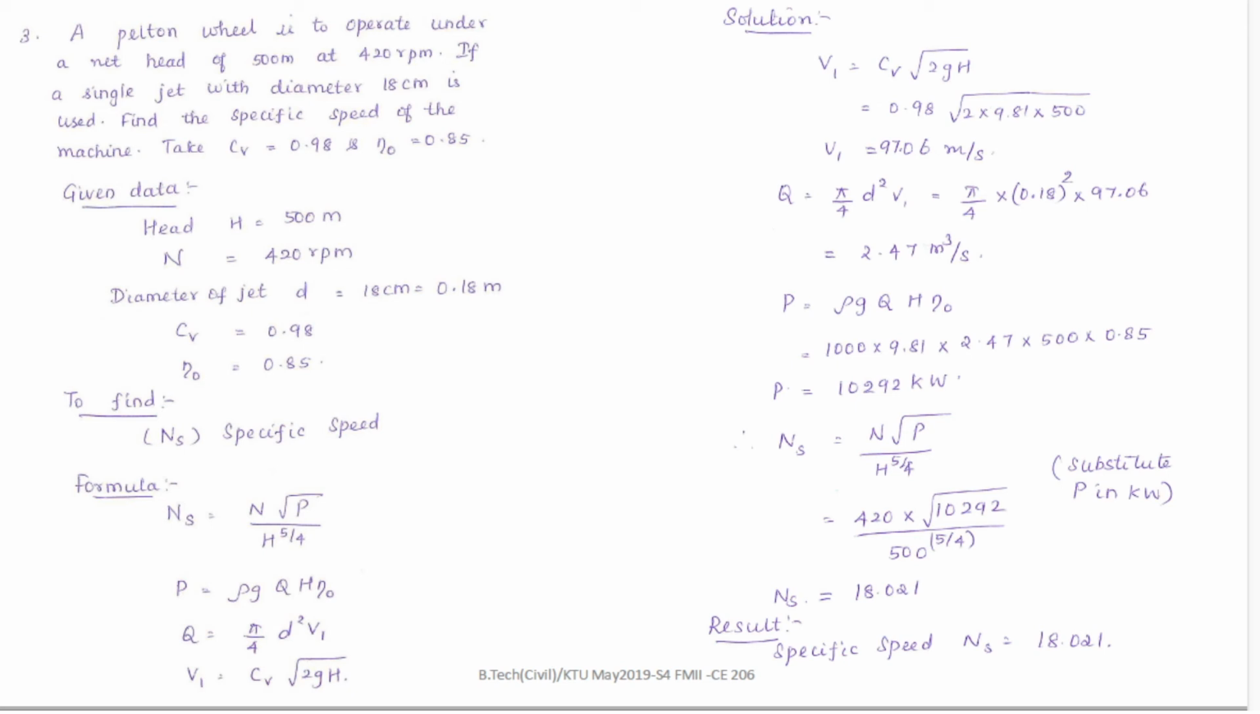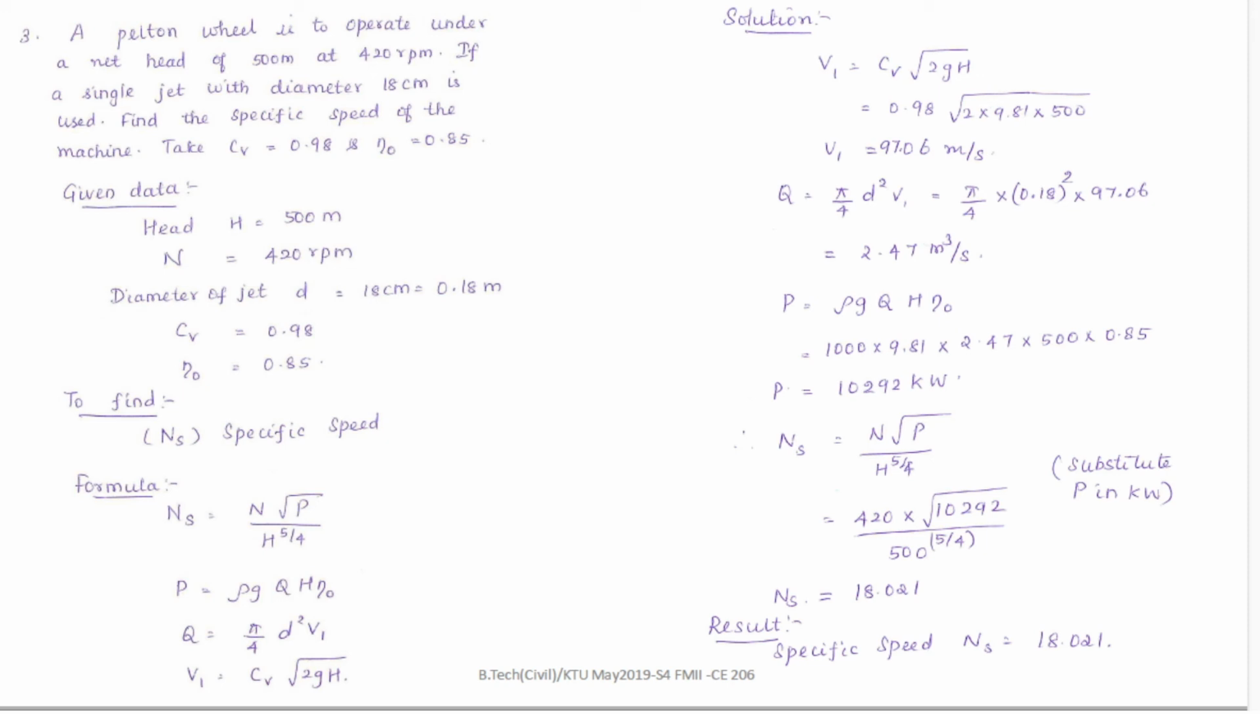How to find out P? They didn't give any value for the power in the given problem. So how to find P? The same formula: rho g Q H, that is Q into H into eta O. How to find Q? Again, they didn't give the value of the discharge. So Q is equal to area into velocity. Area is nothing but pi by 4 into d square, into V1. The diameter is given in the problem, but we don't know what V1 is.